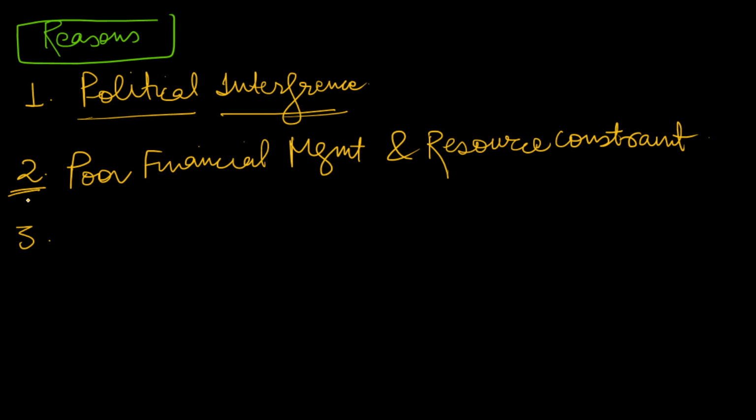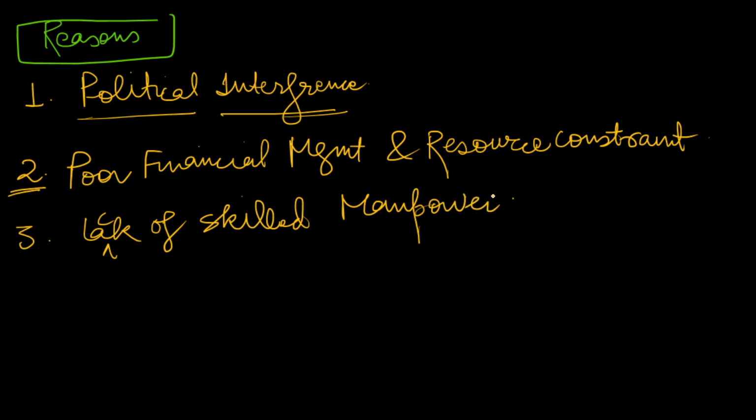Next, the third one is the lack of professionalism and skilled manpower. Simply write lack of skilled manpower. A lot of times you will see that cooperatives often lack trained and skilled managers, persons who can take decisions and take business-oriented decisions. So there is a huge lack of skilled manpower.